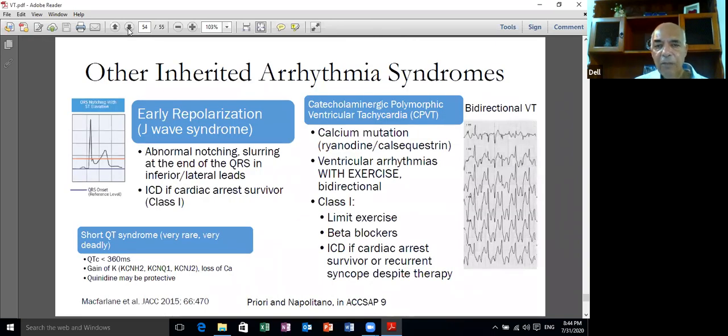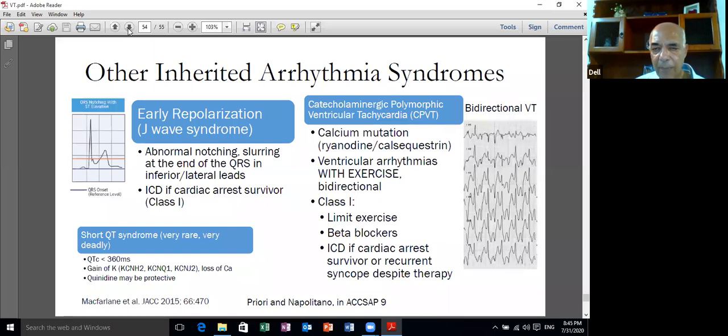Now we move to CPVT, another very lethal arrhythmia. It is due to a leaky ryanodine receptor. The ryanodine receptor during the diastole is supposed to uptake the calcium from the sarcoplasm. Under these circumstances, it is leaky, and since it's leaky, it produces delayed after depolarization and ventricular arrhythmia. Now, this ventricular arrhythmia is usually related to exercise.